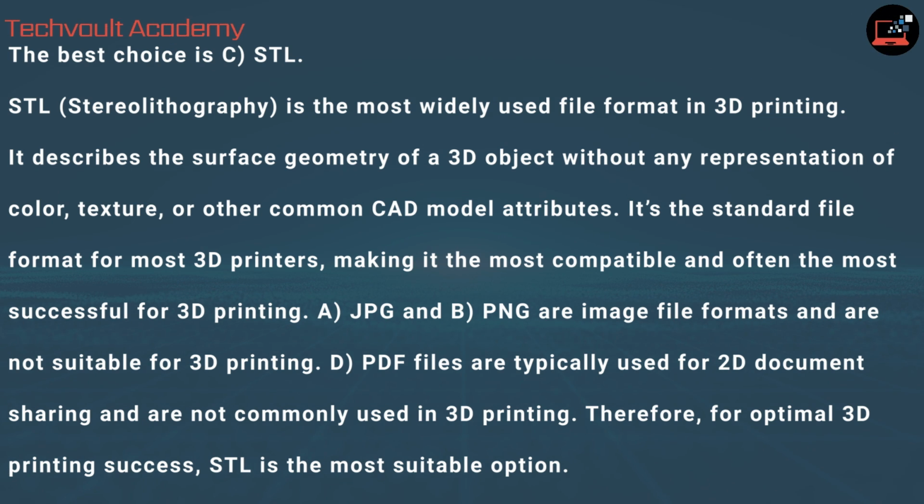A. JPG and B. PNG are image file formats and are not suitable for 3D printing. D. PDF files are typically used for 2D document sharing and are not commonly used in 3D printing. Therefore, for optimal 3D printing success, STL is the most suitable option.